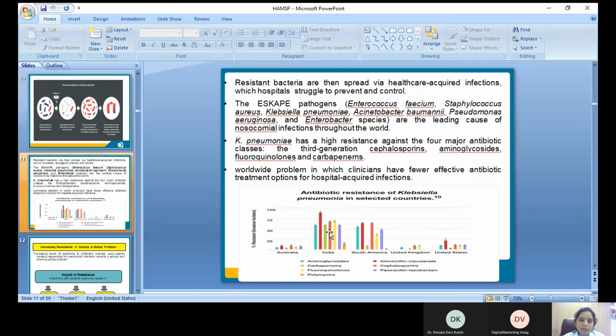So commonly known pathogens like the ESKAPE pathogens, E stands for Enterococcus faecium, S stands for Staphylococcus aureus, K for Klebsiella pneumoniae, Acinetobacter, Pseudomonas, Enterobacter species are the leading cause of nosocomial infection nowadays. Out of which, Klebsiella pneumoniae has the highest resistance, and it's showing resistance to all the groups of antibiotics, which is causing a worldwide problem in which clinicians have fewer antibiotic treatment options for treating hospital-acquired infections.